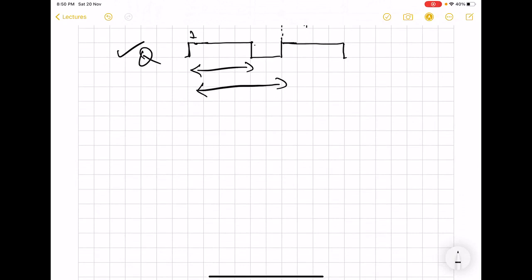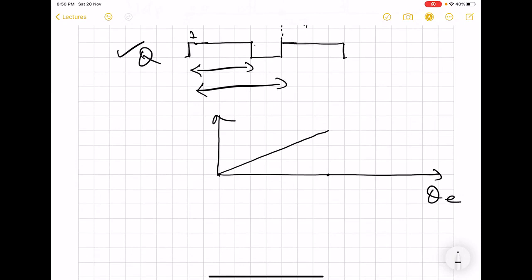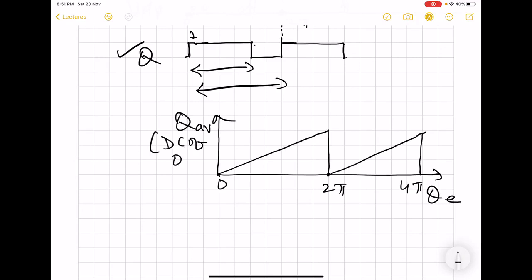In this case, if we try to draw the average output with respect to the phase error, we see that this value will increase from 0 to 2 pi, and then this will repeat like this. So this is the average, or the DC, of Q.